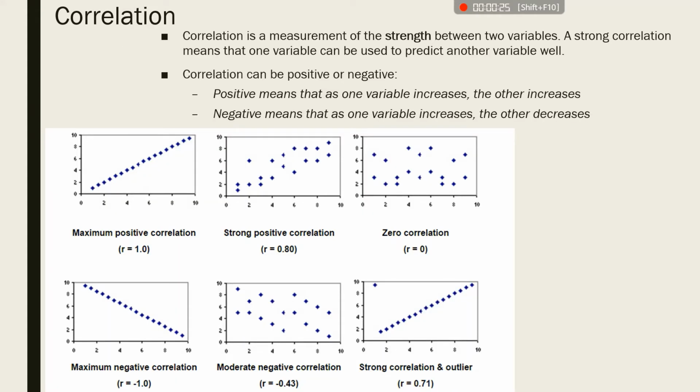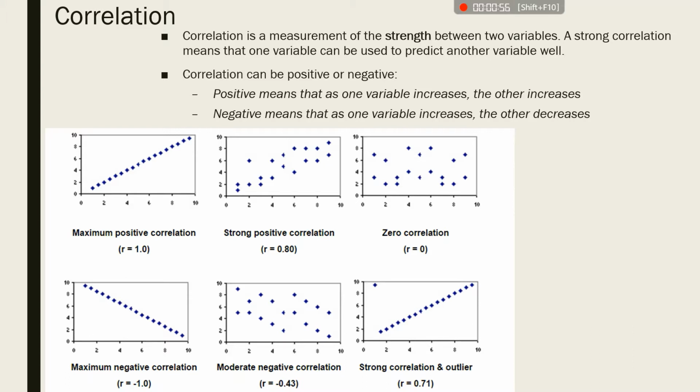So a correlation is a measurement of how strongly two variables are related. A strong correlation means that one variable can predict another variable. If there's a positive relationship, then they both happen together. So if there's a positive relationship between hours spent studying and final score, that means the more hours you spend studying, the higher your score would be. If there was a negative relationship, that would mean the more hours you spent studying, the lower your score would be.